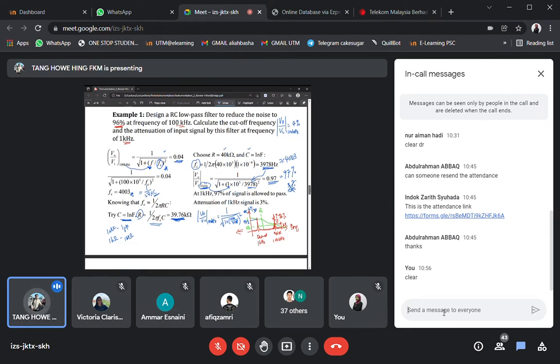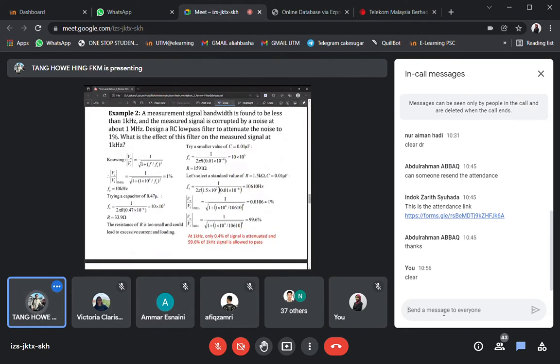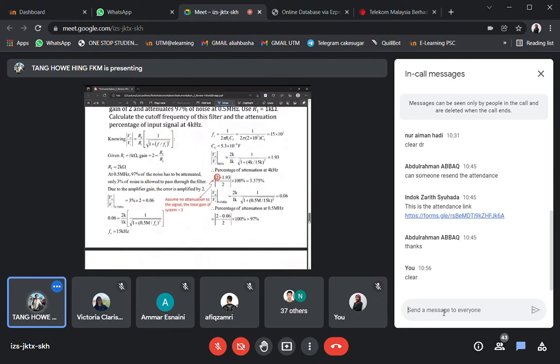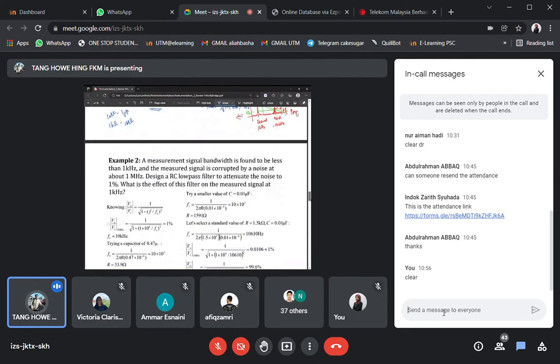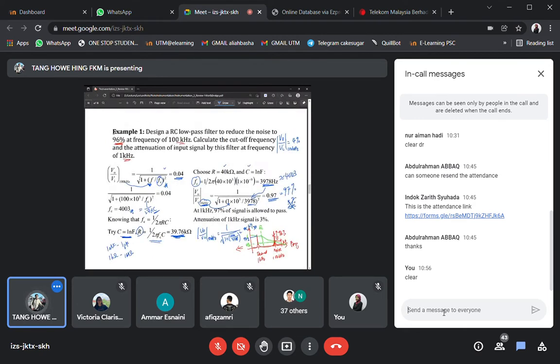So I'm not going to explain the others, examples 2, 3, and 4. You may just go through them yourself if you are interested. Because this morning I'm just going to show you how we can use this low pass filter in order to remove the noise. Okay. So far, everyone clear?